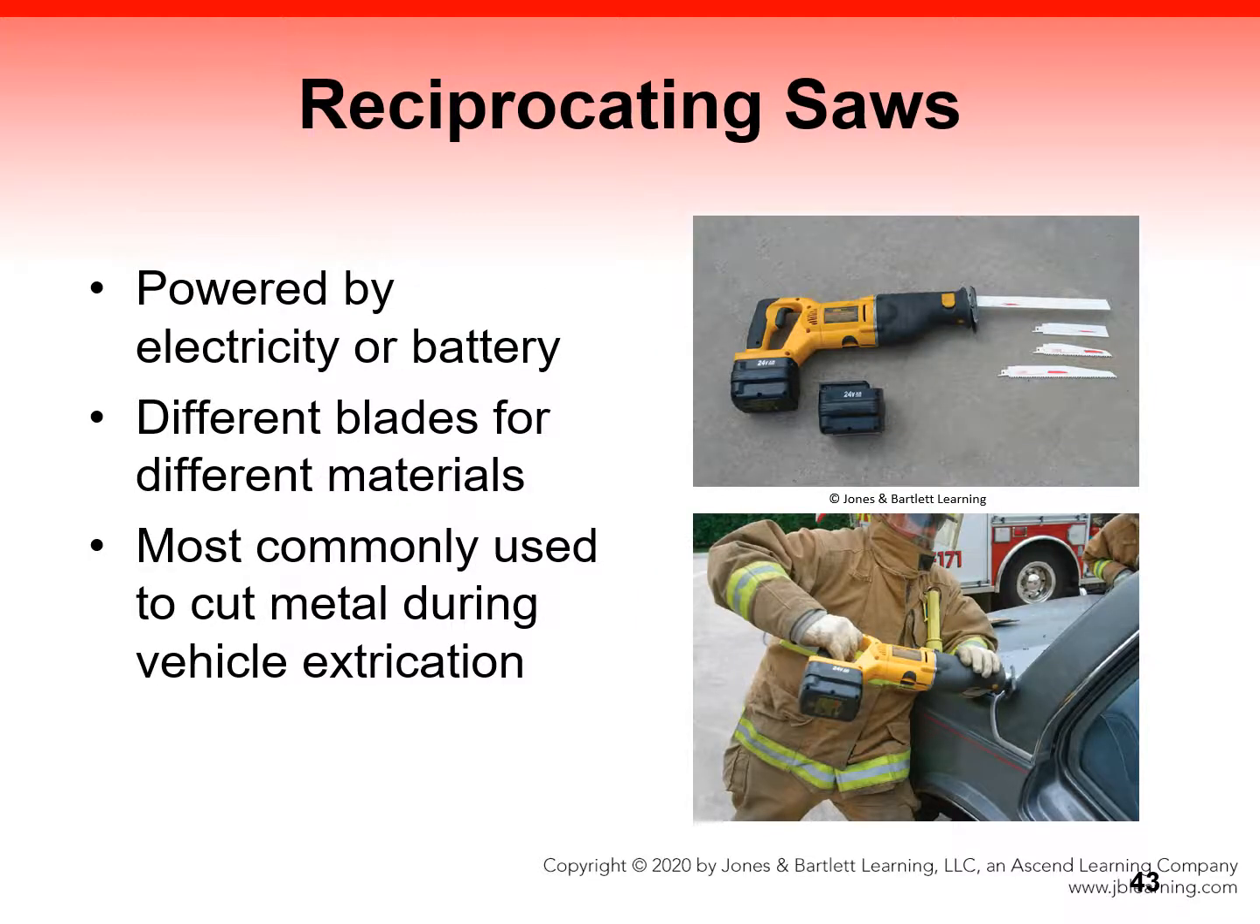Reciprocating saws are powered by an electric or battery motor that rapidly pulls a saw blade back and forth. As with rotary saws, reciprocating saws use different blades to cut different materials. Reciprocating saws are most commonly used to cut metal during vehicle extrication.